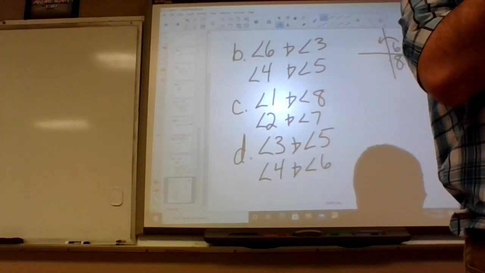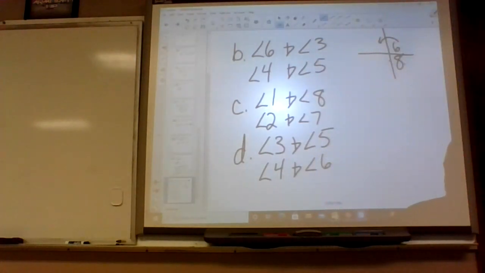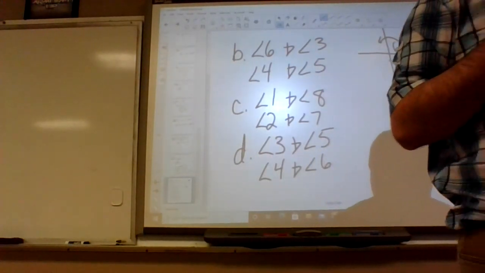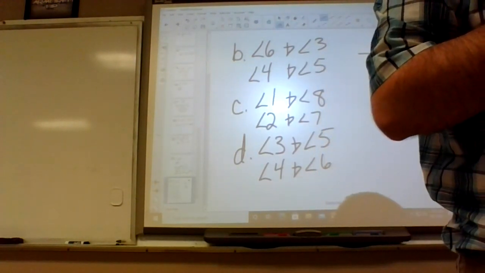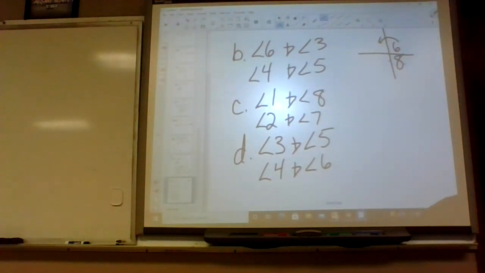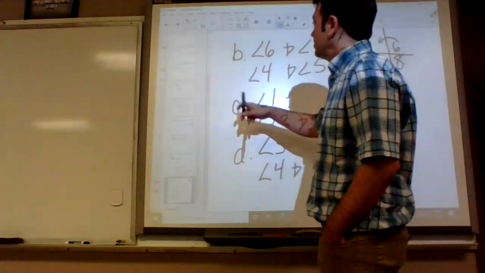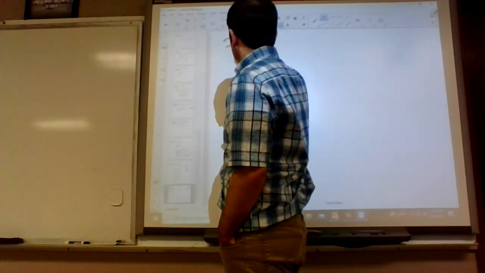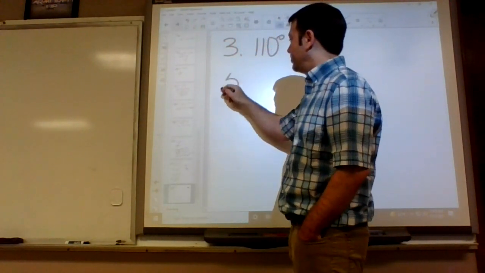All right, Aiden, what do we know on number 3? Looking at number 3, what do we know about angle 3 and angle 7 if the lines are parallel? They're corresponding. And what do we know about corresponding angles? They're the same. So if angle 3 is 110, then angle 7 has to be 110 as well.